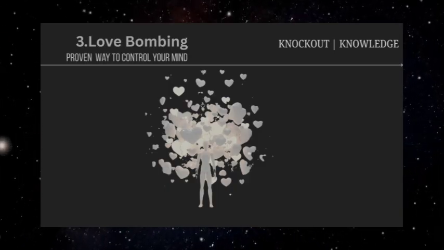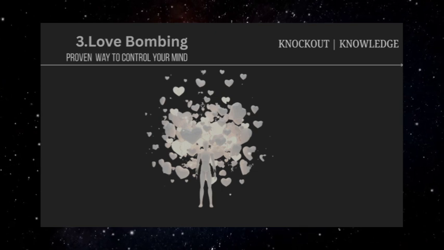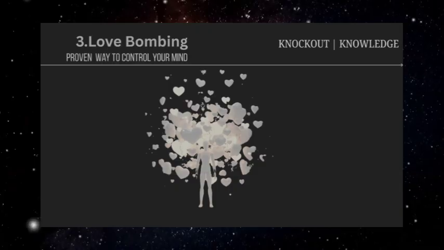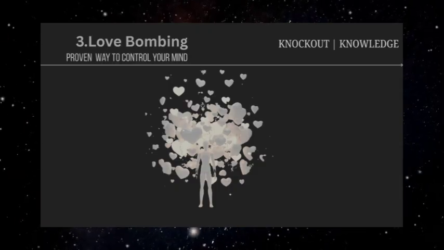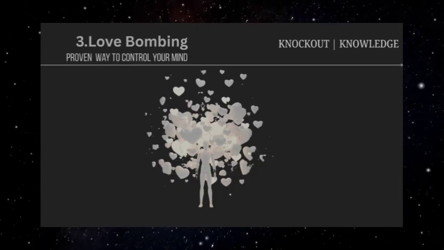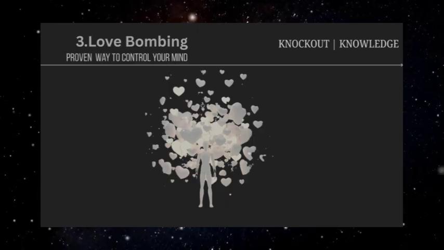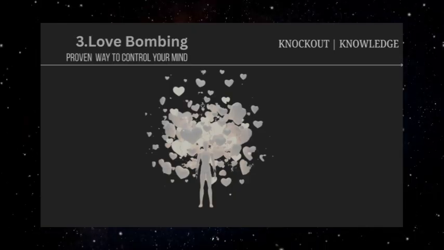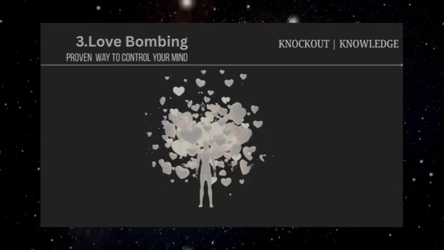It's designed to create emotional dependency quickly by making the target feel special, desired, and deeply valued in ways they may have never experienced before. The technique begins with an avalanche of positive attention. Text messages arrive constantly throughout the day. Compliments are extravagant and frequent. Plans are made for the future almost immediately. Gifts appear without special occasions.